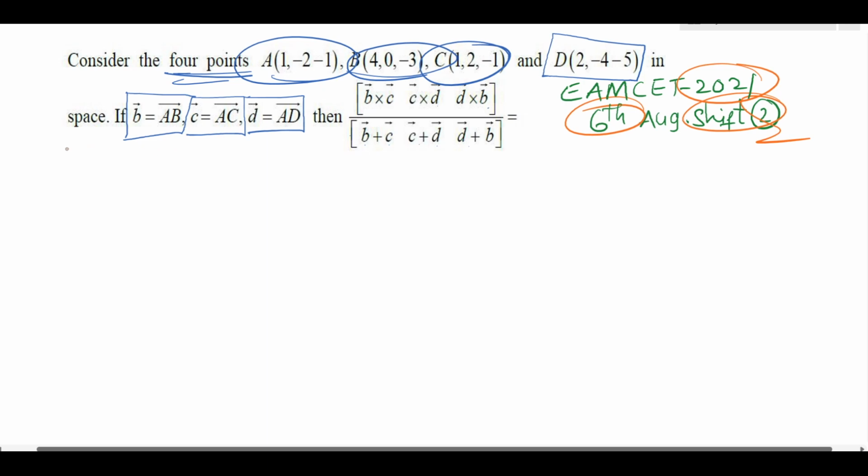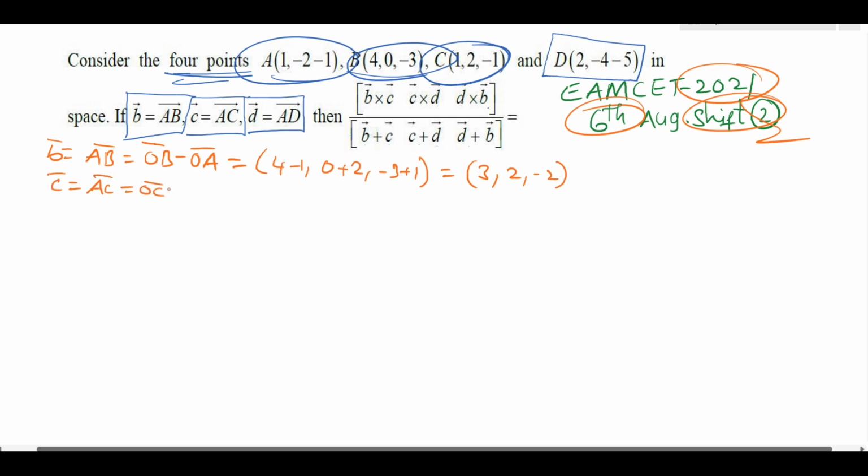Here small b bar is given. Small b bar is equal to AB bar. AB bar means OB bar minus OA bar. That is OB bar, that is 4, 0, minus 3, minus OA bar. This is 4 minus 1, 0 plus 2, minus 3 plus 1. That is equal to 3, 2, minus 2. And small c bar is equal to AC bar. AC bar means OC bar minus OA bar. That is 1 minus 1, 2 plus 2, minus 1 plus 1, that is equal to 0, 4, 0.